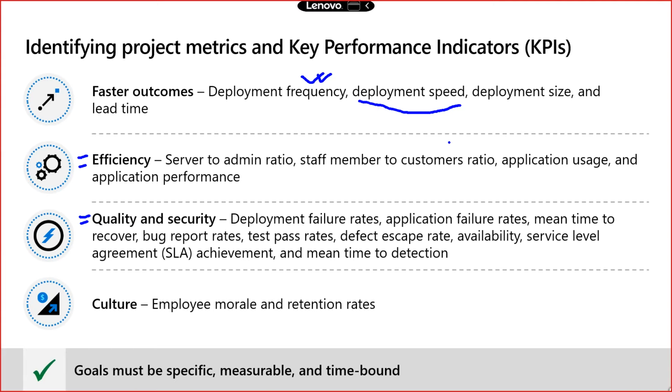So you should look at those metrics. You have to look for fewer bugs, and your test cases have to pass. What is the percentage of test cases you are going to pass? You have to look at that quality, and then implement. So these are the few metrics we have to look at: the efficiency, quality, security, and the faster outcome.